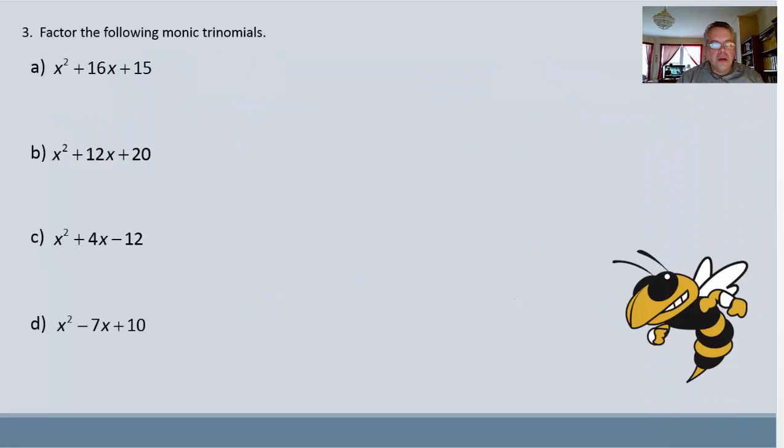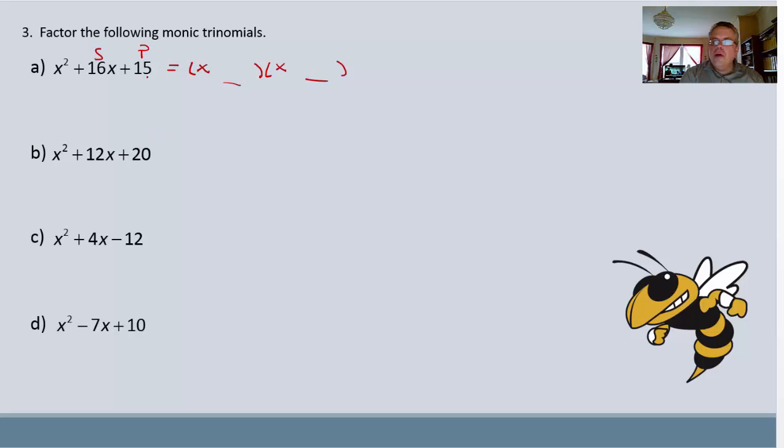Okay, this is actually our last slide of examples. We're going to go ahead and factor these. These are all monic. Since they're monic, I can start off with this. I can write this as x, then I'm going to add or subtract something, and then I'm going to have another binomial with x like this. I've got to figure out what to put in these two slots right here. What numbers do we need? Well, to make this work, we need two numbers whose sum is 16 and whose product is 15.